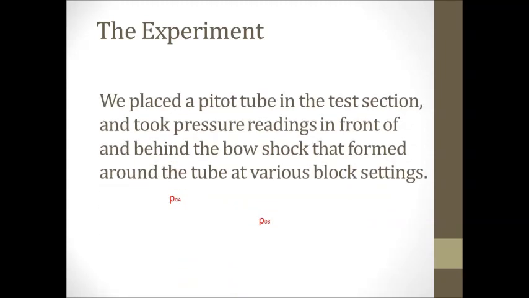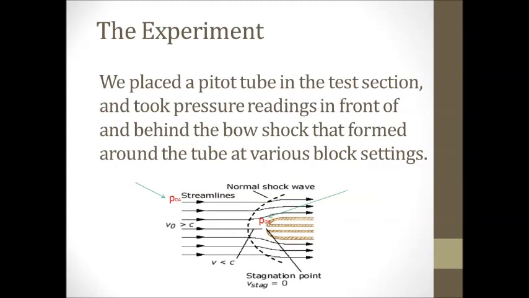The experiment. For this experiment, we placed a pitot tube in the test section. We ran the test section at various block numbers, and we took pressure readings in front of and behind the bow shock that formed around the pitot tube.